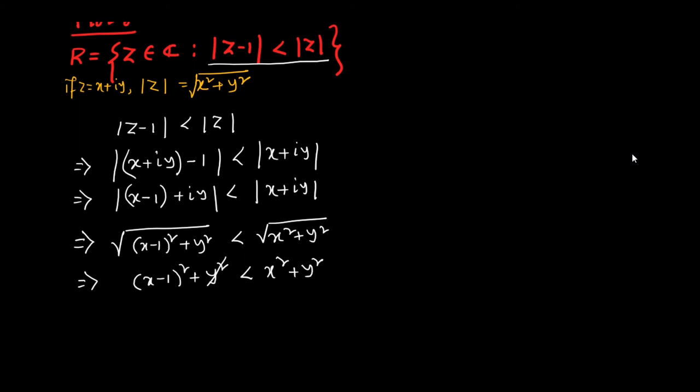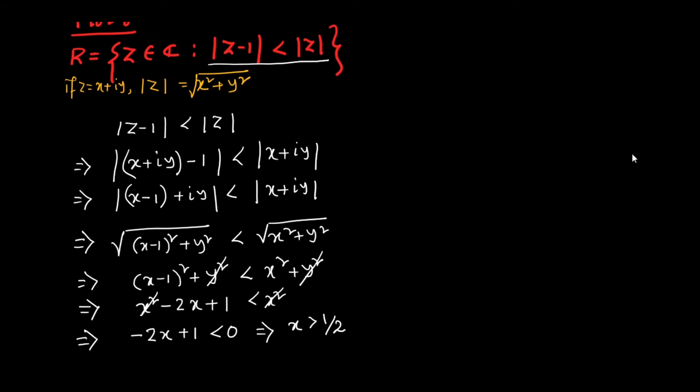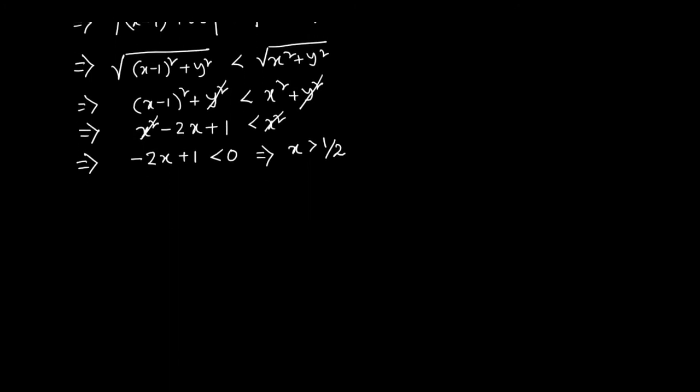Now, since both sides are positive, we can cancel Y square from both sides. This gives us X square minus 2X plus 1 is less than X square. Again, X square cancels out, so this implies minus 2X plus 1 less than 0, which in turn implies X is greater than half. So if we simply explore the definition of mod, we get X greater than half. Now we can very easily plot X greater than half. Which region is X greater than half?